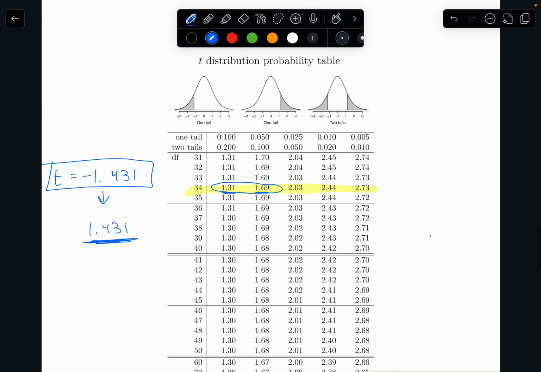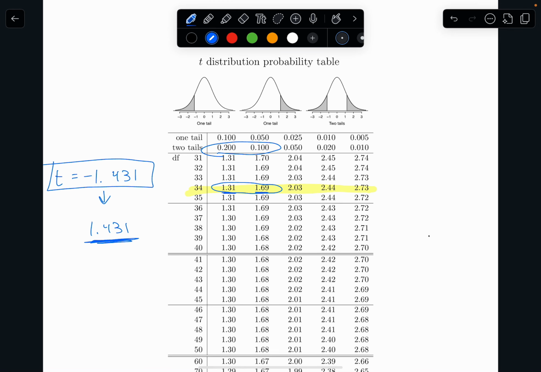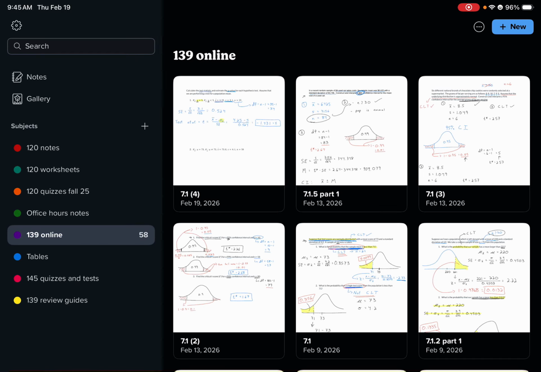The last thing that I need to do, though, is determine what type of test we're doing, because we really have two different possible ranges. It's either between 0.1 and 0.05 or between 0.1 and 0.2. What that depends on is whether we're doing a one-tailed test or a two-tailed test. In order to make that determination, we have to look back at our alternative hypothesis. This is another reason why we have to have that set up in order to calculate our p-value: we need to know what type of test we're doing.